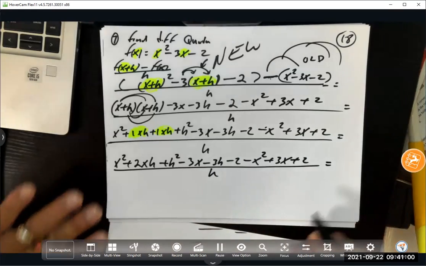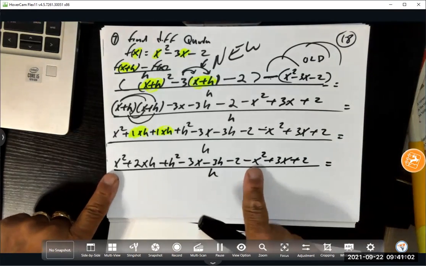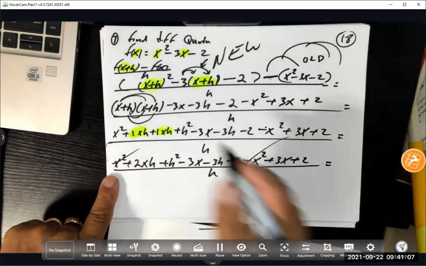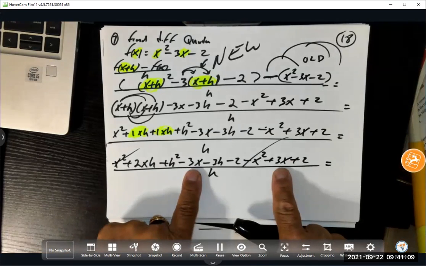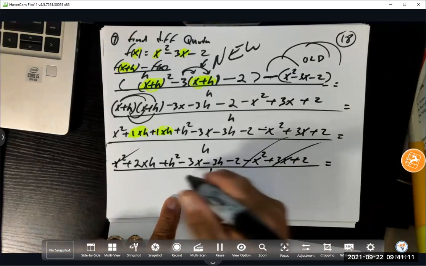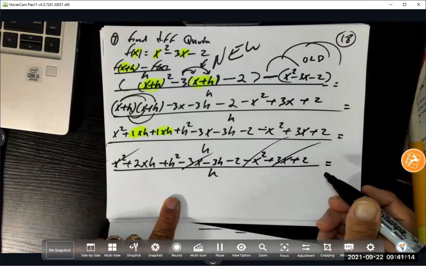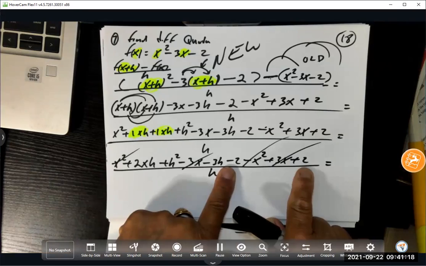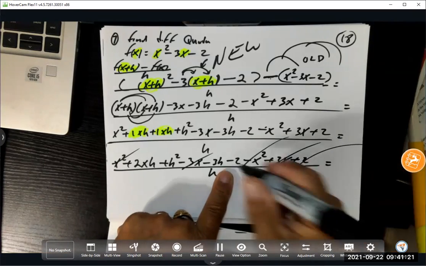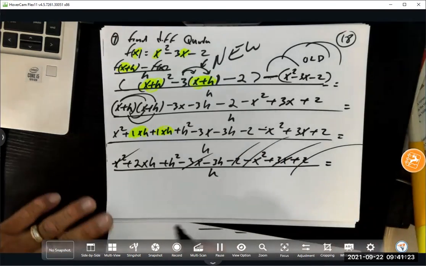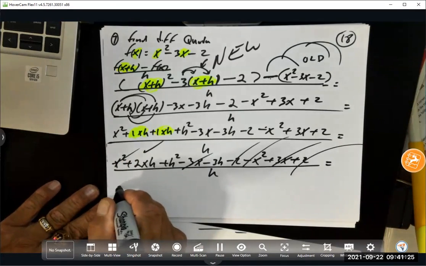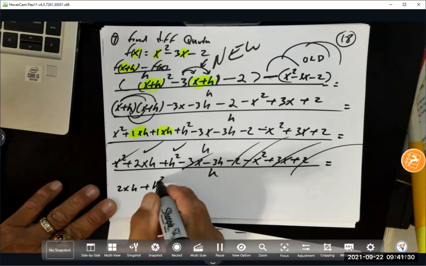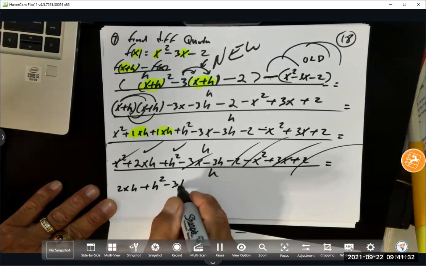So now for sure I can cancel out these, yes or no? Yes. Those are gone. What else? The 3x, those are gone too. What else? The 2's are gone too. This means that those are gone too. All right, so the leftovers are 2xh plus h squared minus 3h, all over h.